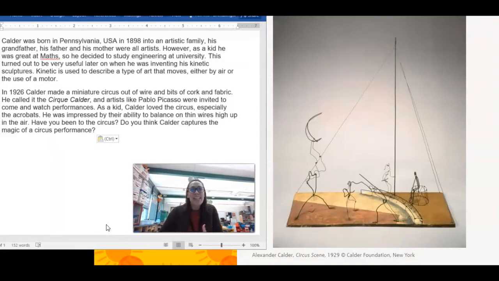In 1926, Calder made a miniature circus out of wires and bits of cork and fabric. He called it Cirque Calder. And artists like Pablo Picasso were invited to come and watch performances. As a kid, Calder loved the circus, especially the acrobats. He was impressed by their ability to balance on wires high up in the air.